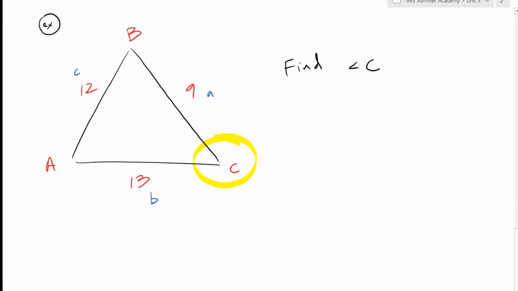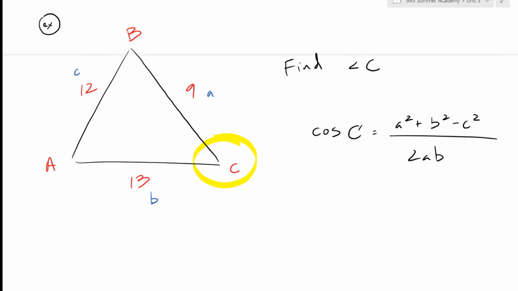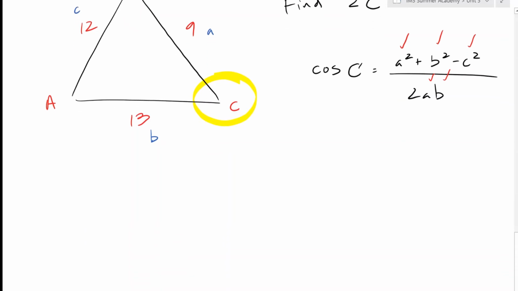Okay. So if I write that one out, I'm trying to find the cosine of big C. That equation is a squared plus b squared minus c squared over 2ab. And I can check, do I have everything we need? Little a, yep. Little b, yep. Little c, those are all the sides. Remember, all the little letters are the sides. So I have everything we need to find big C.